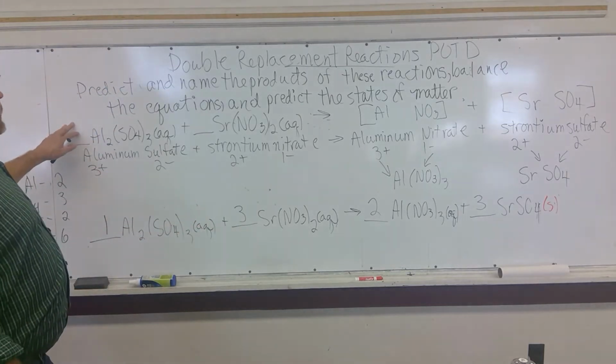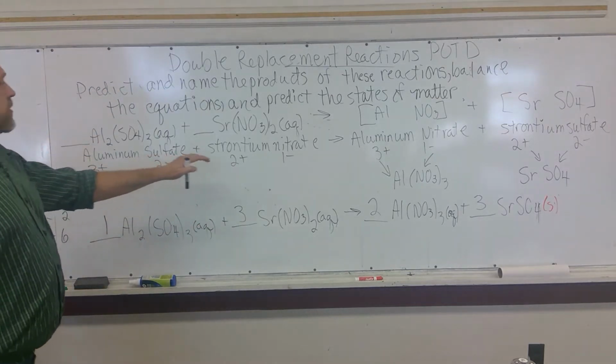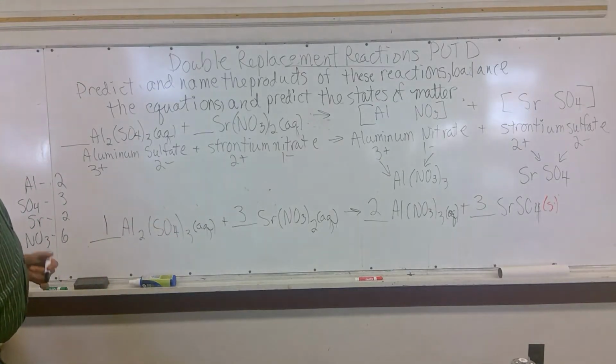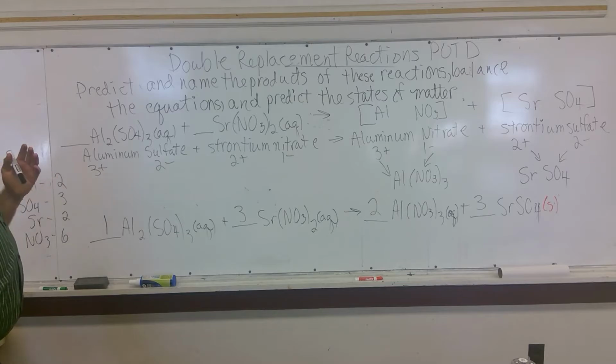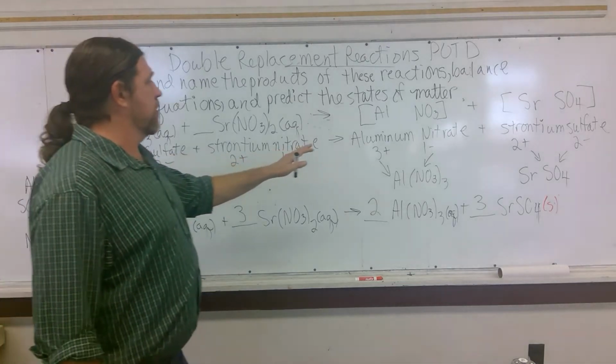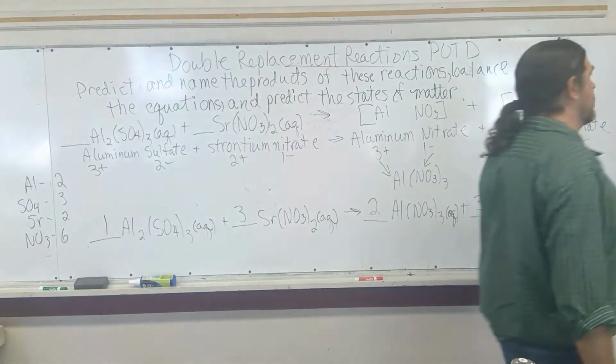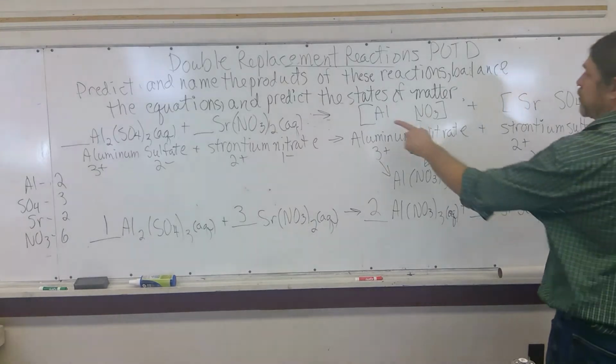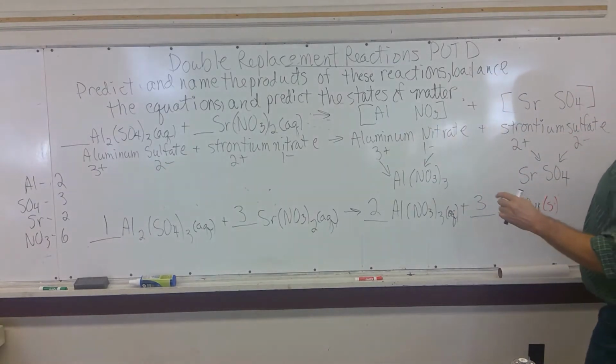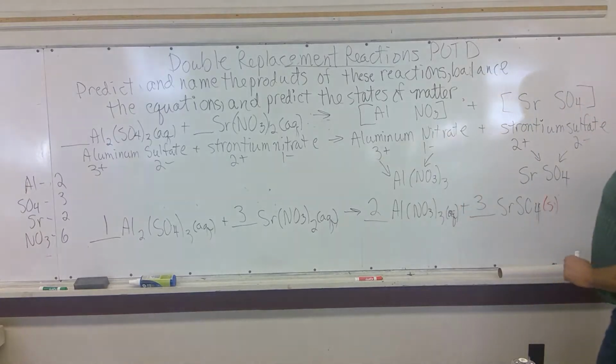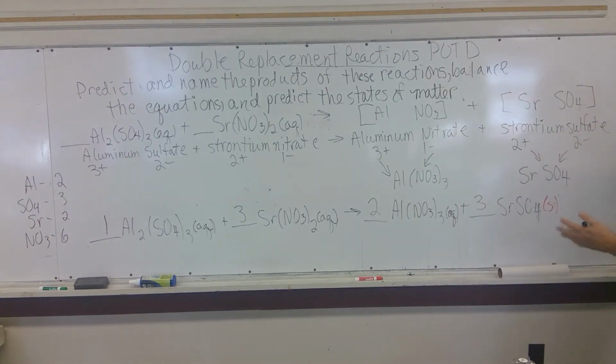So the first reaction was where we took aluminum sulfate and strontium nitrate, and we wanted to predict what's going to happen. So what we wanted to do first was predict the products. We assumed, because it is a double replacement reaction, that we will switch cations and anions. So we will have something called aluminum nitrate and something called strontium sulfate.